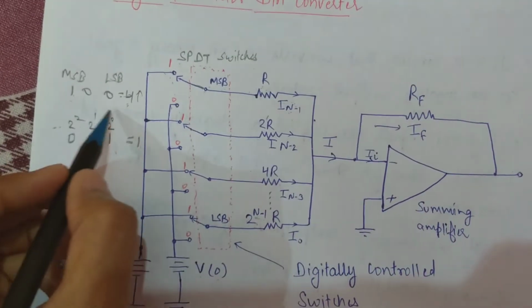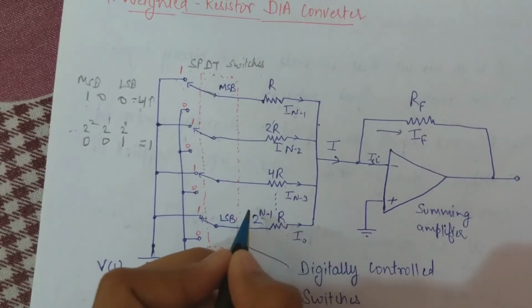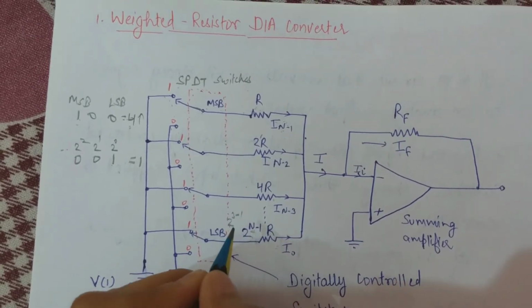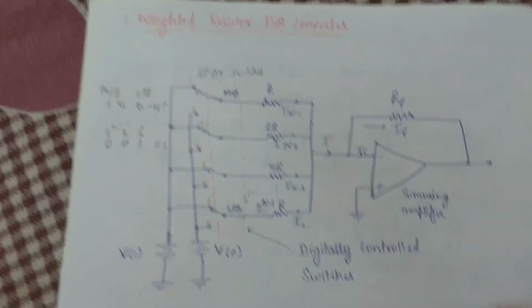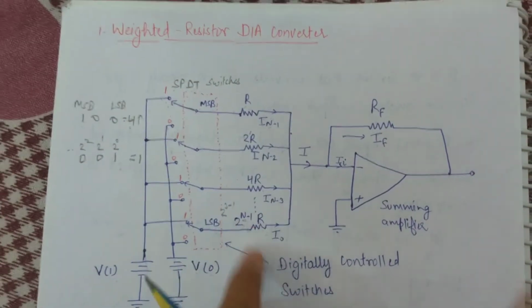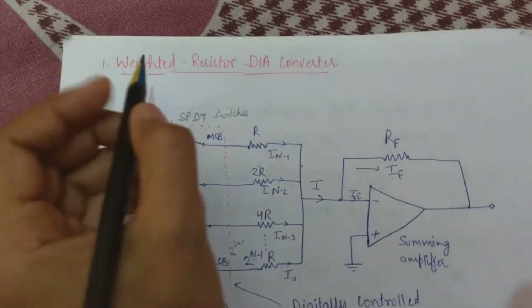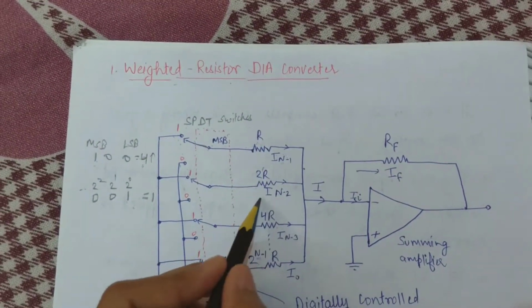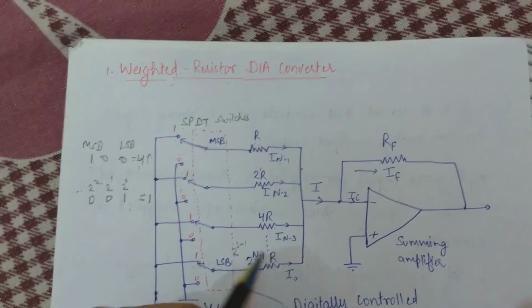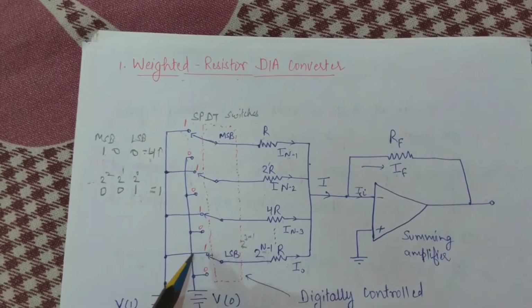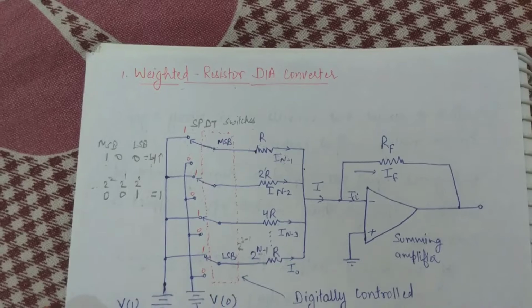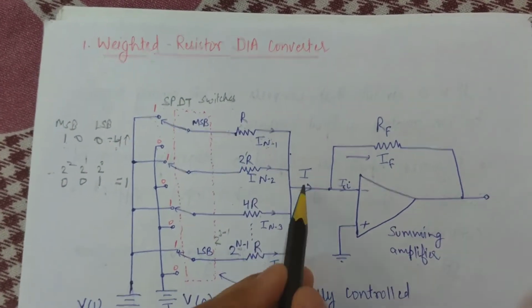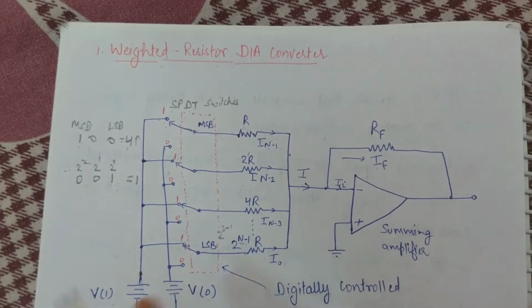If the maximum number of bits is 3, it will be 2 raised to power 3 minus 1, meaning it will be 4R, okay? So in this way we have connected the different values of resistance here. That is why its name is weighted resistor, meaning all the resistors have different weights corresponding to different positions of the binary number, okay? Now the current corresponding to each bit will be fed to this summing amplifier.